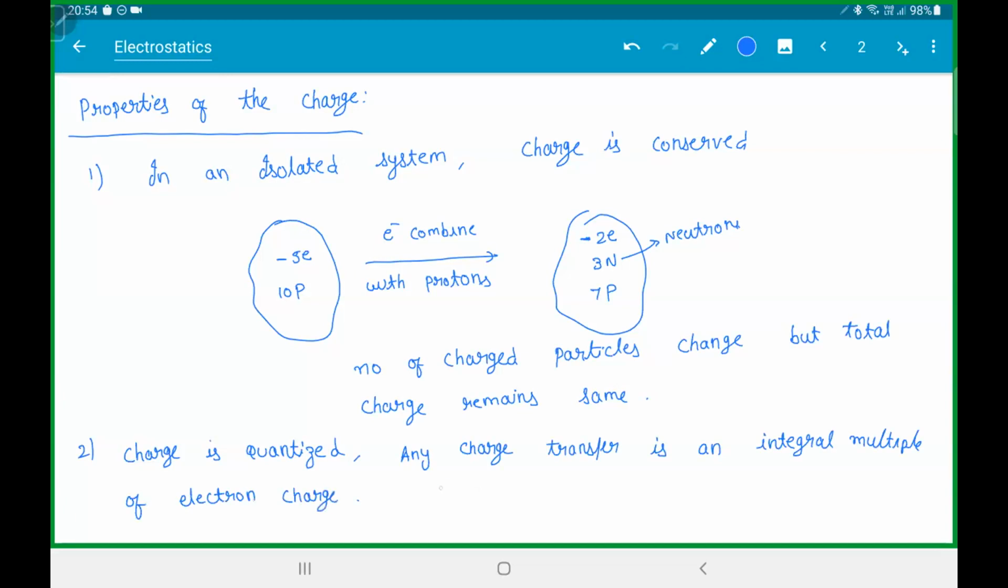That is, if you say I'm giving charge Q to the body, you can be sure it will be n into e, where n is an integer.